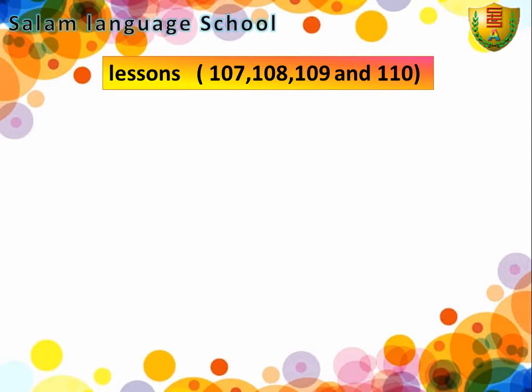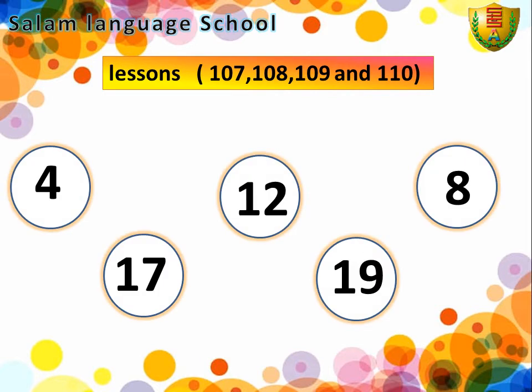Lesson 107, 108, 109, and 110. Let's play our game about circle up and circle down. The number 4 becomes 17. We added 13. The number 17 becomes 12. It gets smaller.